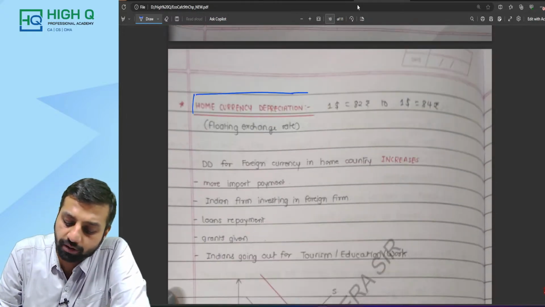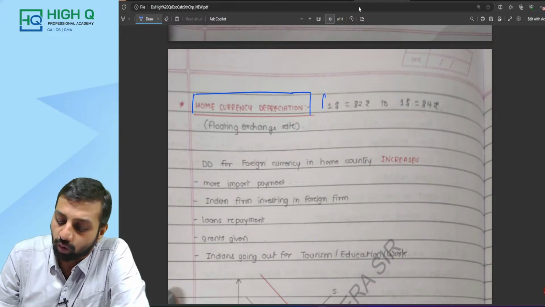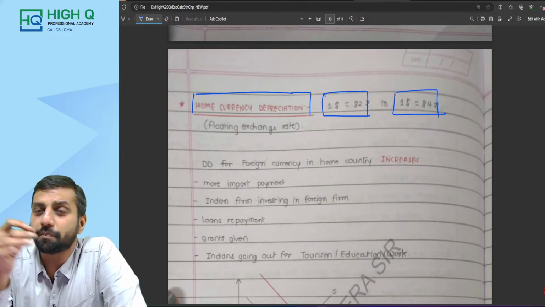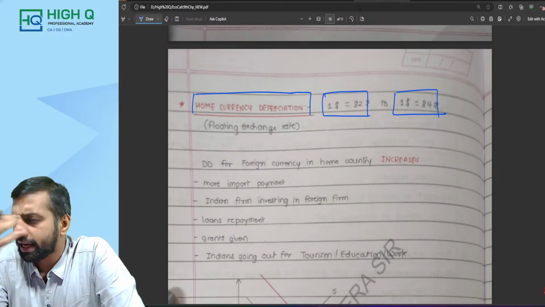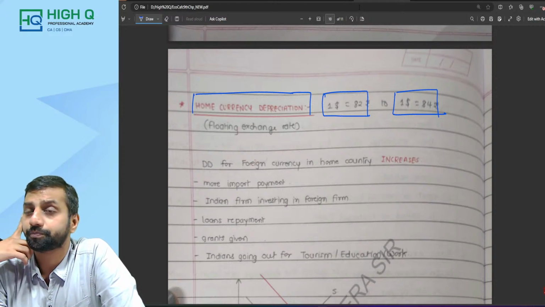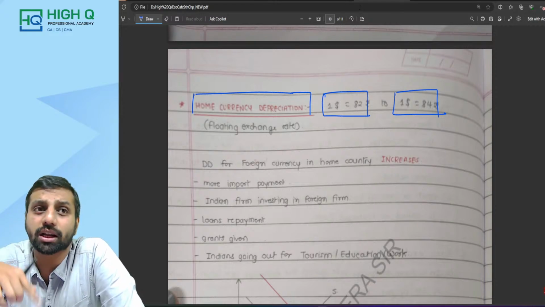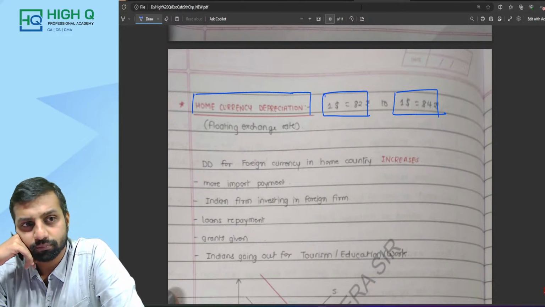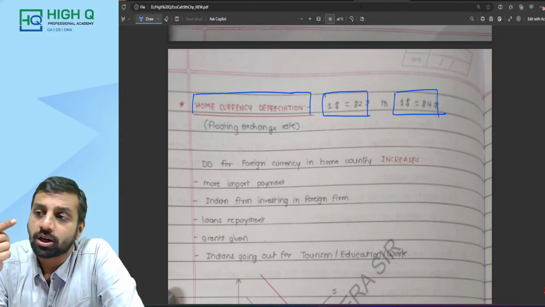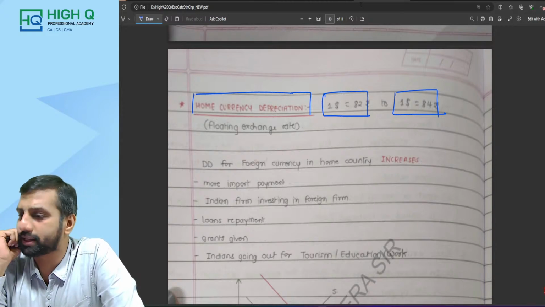Similarly, we have home currency depreciation. $1 equal to 82 will become, say, $1 equal to 84. So because of depreciation, the Indian currency has depreciated but the foreign currency has appreciated. Indians will import less because import prices have gone up, and Indians will export more because you will get extra rupees.